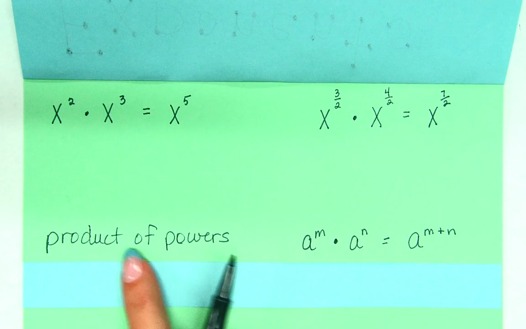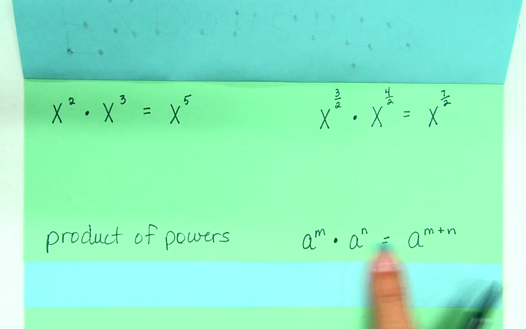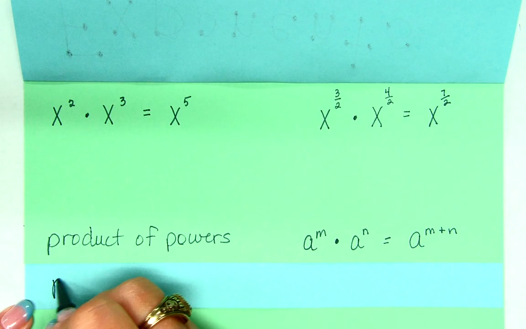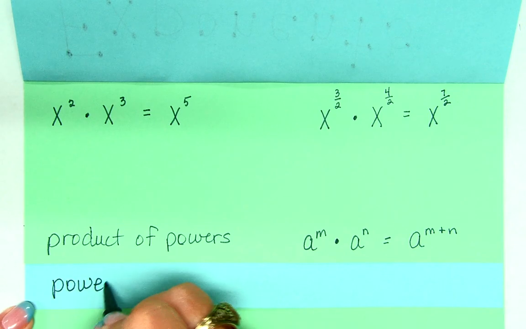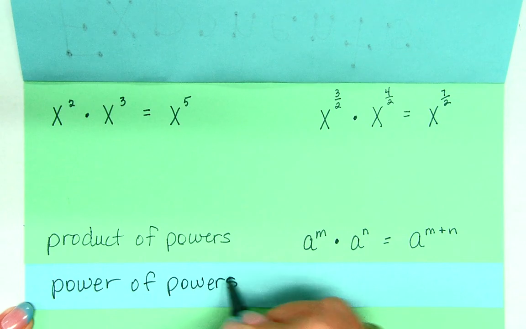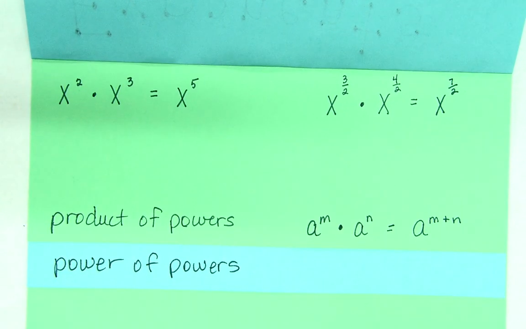Any questions about product of powers? The product of powers rule or in either of the examples? You good with that? Okay. Next example or next rule is power of powers. Okay, the next rule is called power of powers.